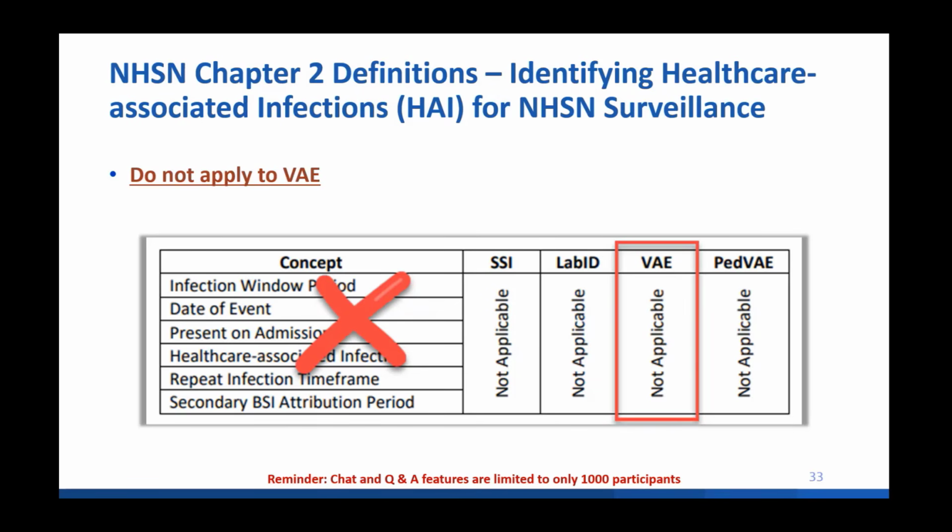And before we get into the algorithm, this slide serves as a reminder that the following NHSN Chapter 2 definitions do not apply to VAE surveillance. So that includes infection window period, date of event, present on admission, etc. None of these terms are applicable in VAE surveillance.